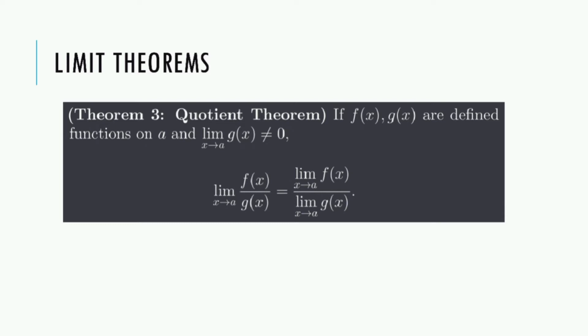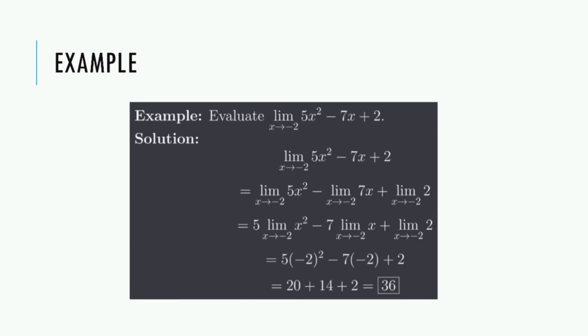Also, another application of the distributive property of numbers. Now let's have some examples of the given theorems. Evaluate the limit of 5x squared minus 7x plus 2 as x approaches negative 2. We can apply the sum theorem in this problem.